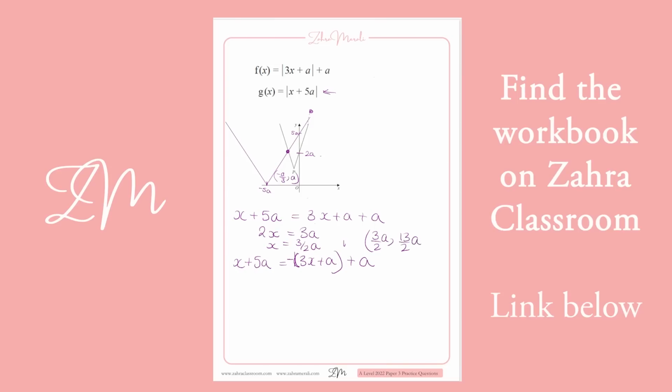And I can double check that, putting in f of x and showing that it works. Here I get x plus 5a equals minus 3x minus a plus a. These are going to cancel. So I'm going to get 4x equals minus 5a. And so x equals minus 5 over 4 a. Do exactly the same thing, substitute it back in, and you get 15 over 4 a. And those are your coordinates. Right, so I hope that helps.